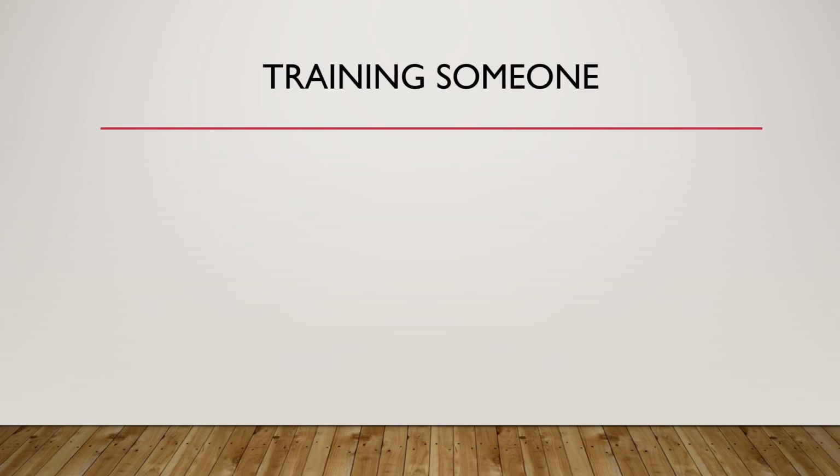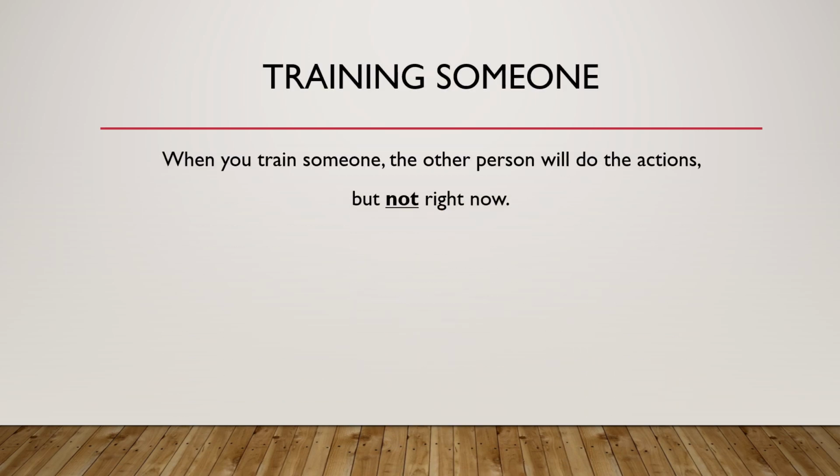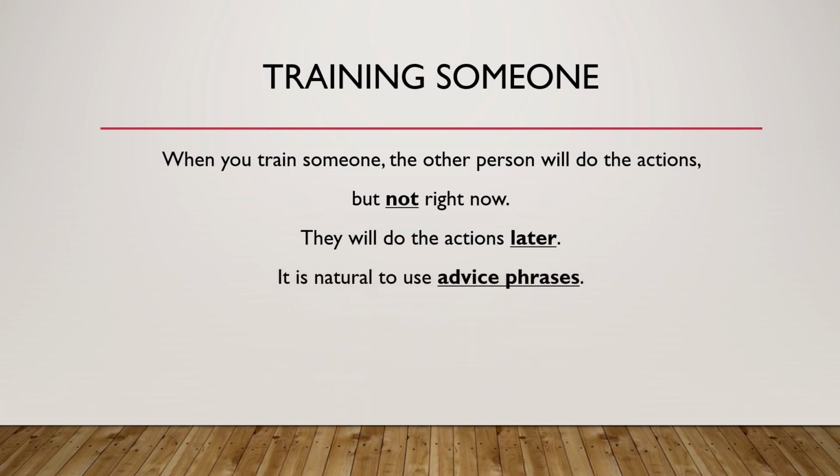Training someone. When you train someone, the other person will do the actions, but not right now. You're teaching them what to do, but they'll probably do it in the future, and they might do it many times. They will do the actions later. It is natural to use advice phrases in this situation.